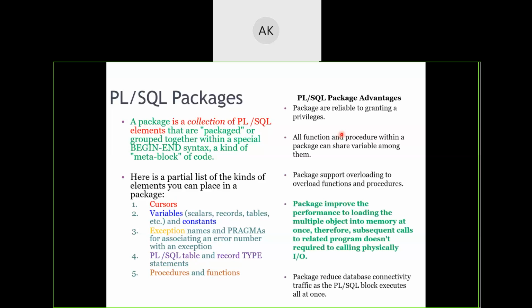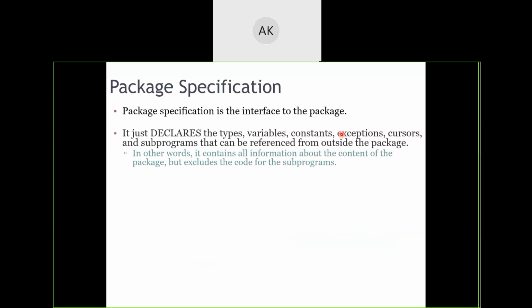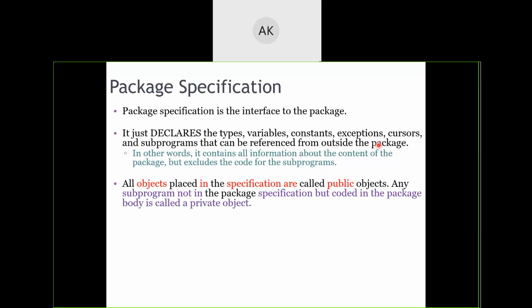Here on the right hand side, I have kept a few of the advantages of packages. Coming to package specification, it provides just the declarations of types, variables, constants, exceptions, cursors, and subprograms, which can be referenced from outside of the package. So package specification is not going to contain any detailed body implementation of those declarations. All objects in these specifications are called public objects. They are publicly accessible.